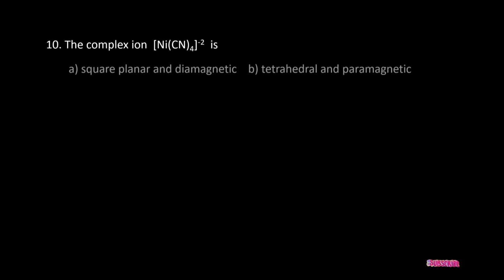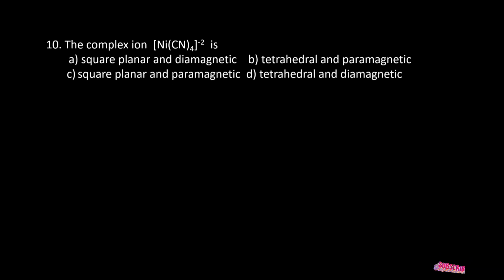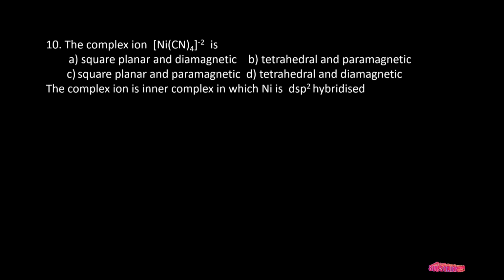Let us take question number 10. The complex ion [Ni(CN)4]2- is A. Square planar diamagnetic, B. Tetrahedral paramagnetic, C. Square planar and paramagnetic, D. Tetrahedral and diamagnetic. The complex ion is the inner orbital complex in which nickel is dsp2 hybridized. So the correct option is option A. That is the correct answer.